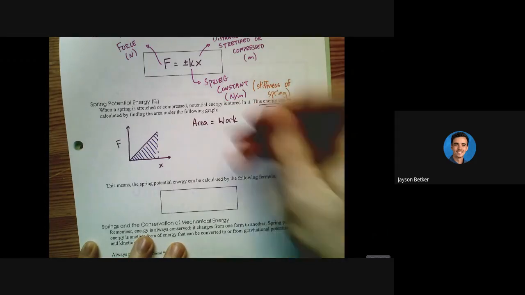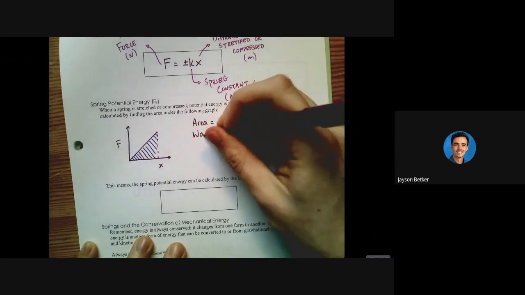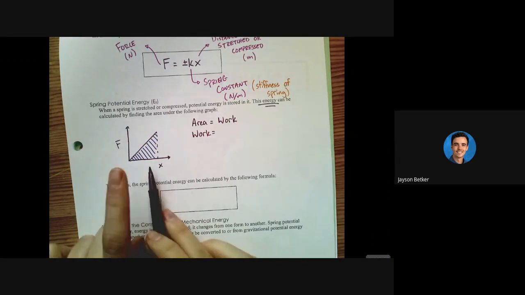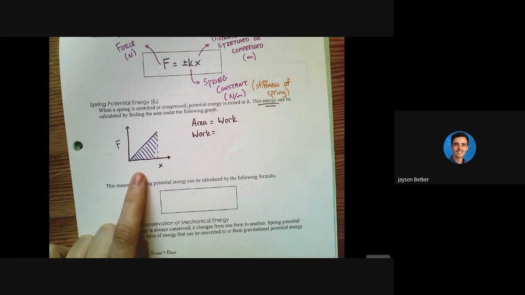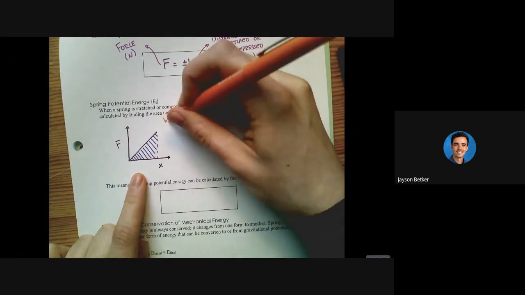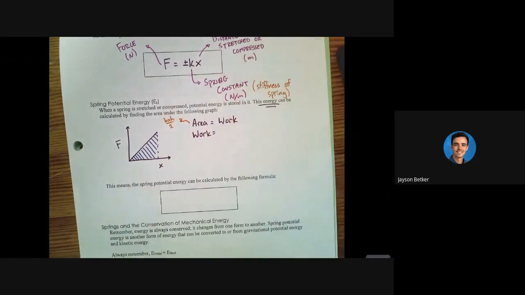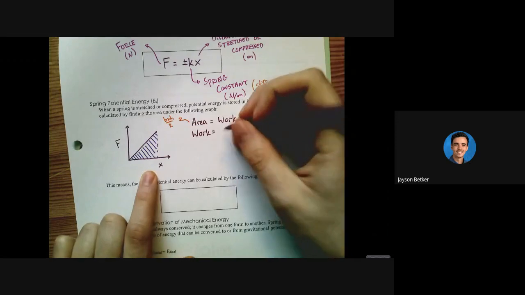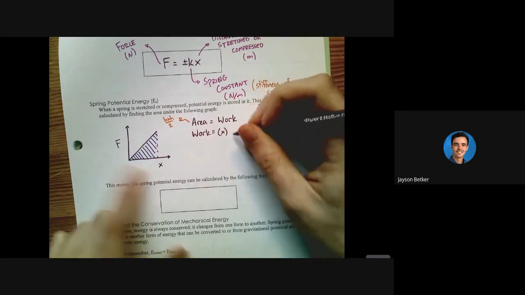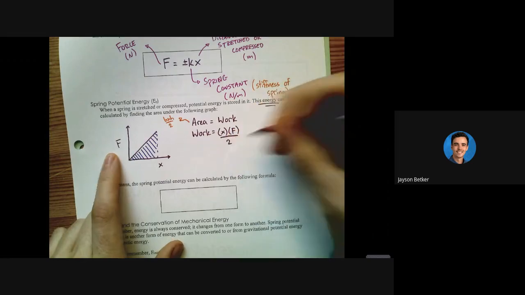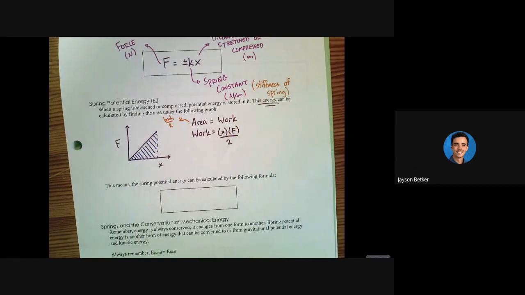I should have written that the other way, so I'm going to do that right now. But when we end up writing out what the area actually is, remember, area is just base times height divided by 2. Base times height divided by 2. Now, in our specific scenario, the base is x. The height is f, and that is divided by 2. So our work is equal to x times f divided by 2.